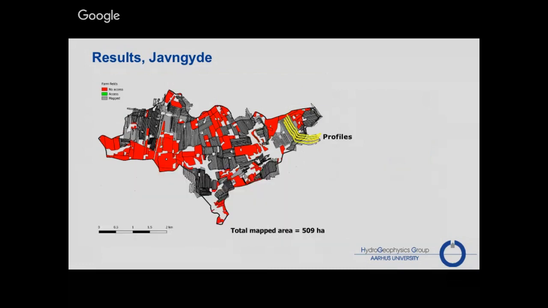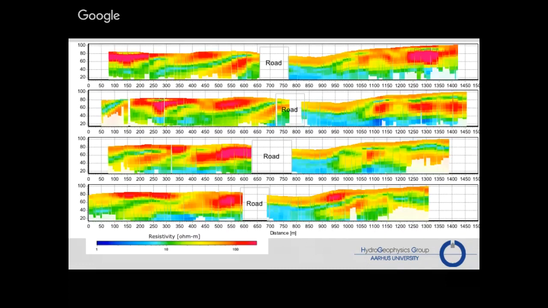And if we just take across, all these data have been inverted individually along lines, so there are no spatial constraints. But if we take all these four profiles, we can see that many of the structures you can follow from line to line. Maybe that one is then disappearing, and then this one's that one, I don't know. But it seems that there is a lot of consistency in the data that we're collecting at this point. Data have been cropped out here, but there is a road.